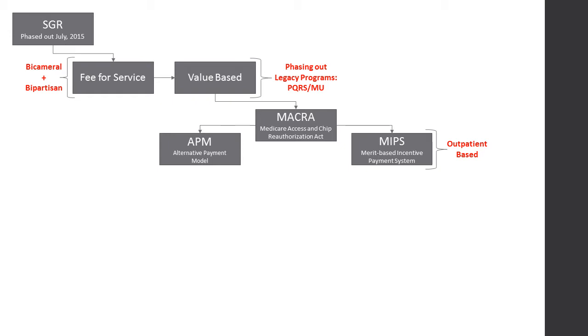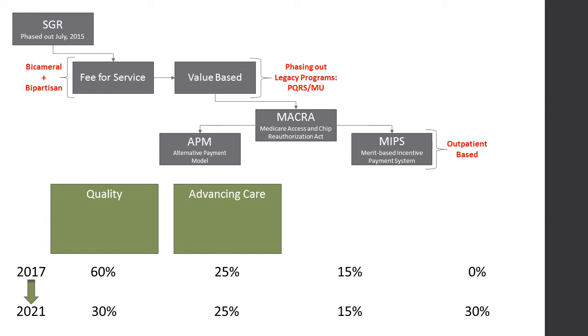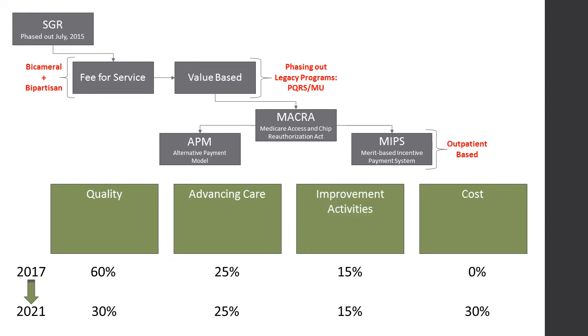So if you're a pediatrician or an obstetrician who deals with a non-Medicare based population, this really doesn't apply to you. You have to take care of 100 Medicare patients per year and bill at least $30,000 to participate in this program. Now, there are four components to MIPS, all right? The first is quality. The second is advancing care. The third is improvement activities, and the fourth aspect is cost.